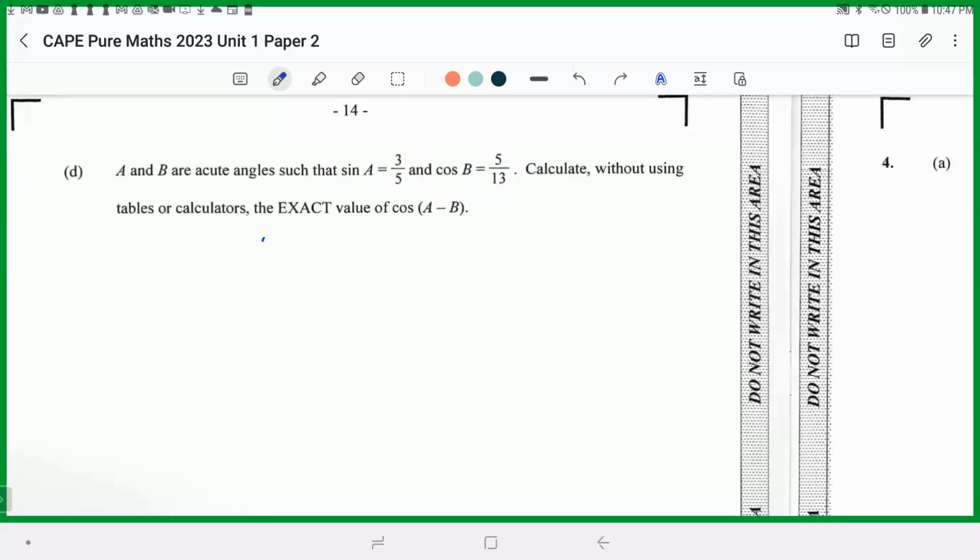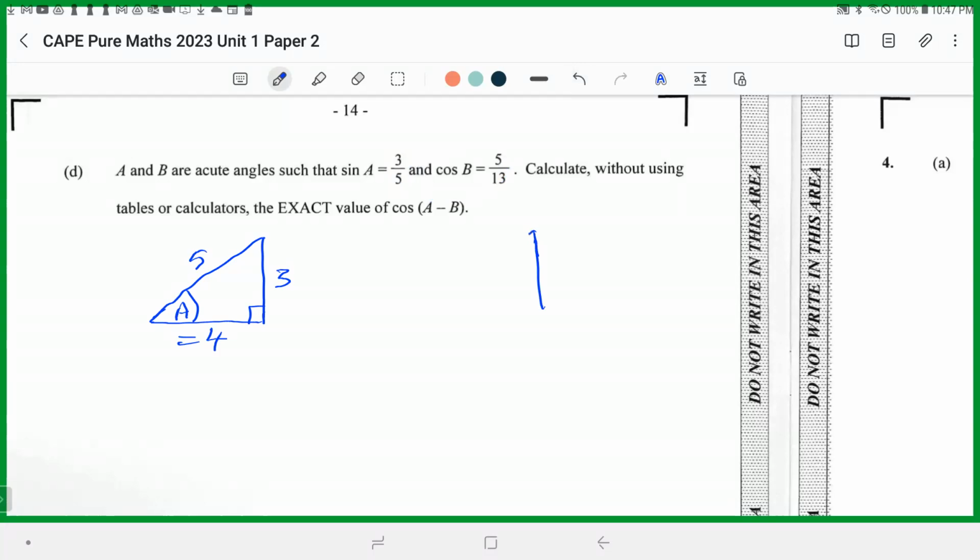So can I tell you just sketch 2 triangles? Just sketch 2 triangles to represent information. Angle A, sine is opposite of hypotenuse. This is 3, this is 5, so this side is 4. So 3, 4, 5 triangle. Everybody must know that.